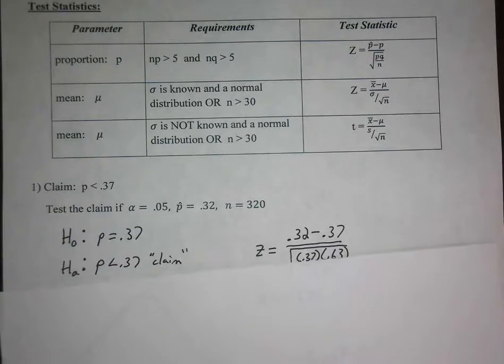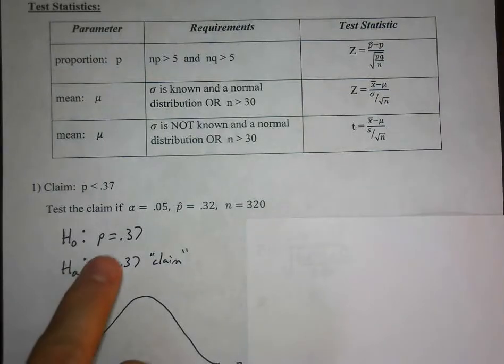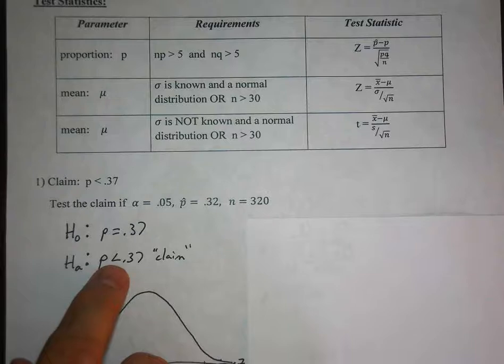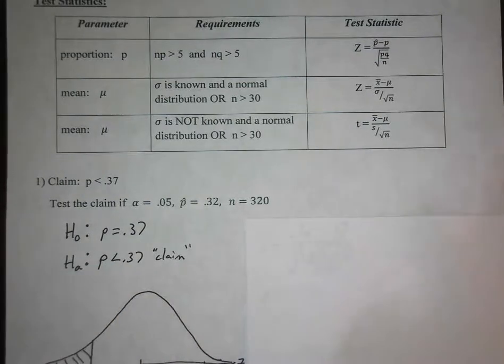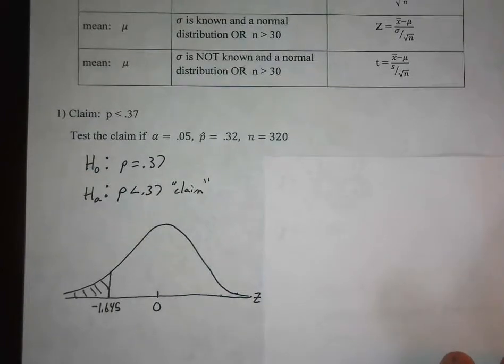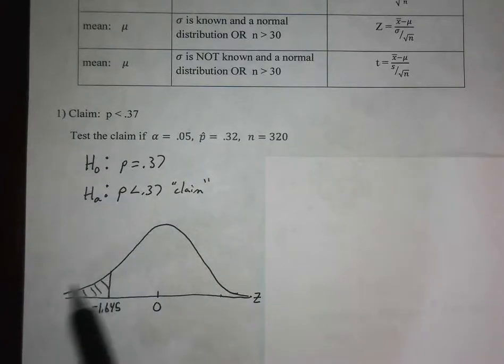Okay, so our hypotheses were that p equals 0.37 for the null, and the alternative would be our claim that p is less than 0.37. Okay, so on a z-axis for our rejection region for H0, if alpha is 0.05, a left tail test because of the less than 0.37, so a left tail test, that critical number for z star was negative 1.645.